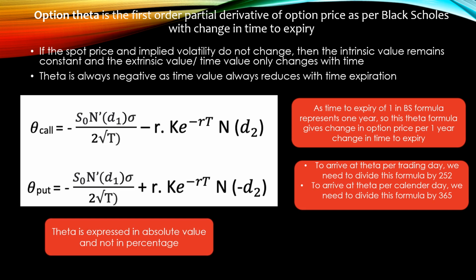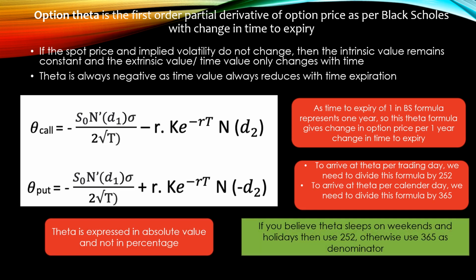Theta is expressed in absolute value and not in percentage. So if you believe that theta sleeps on weekends and holidays, then use 252. Otherwise, use 365 as the denominator.